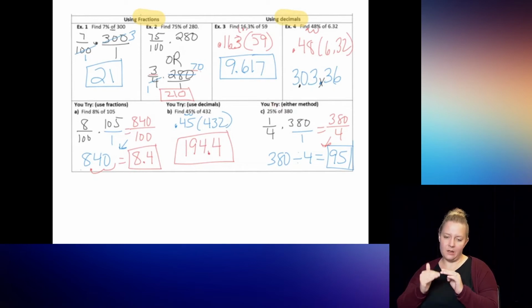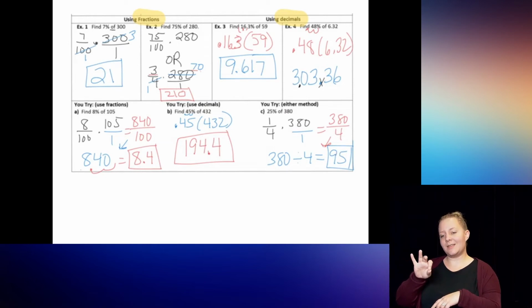You could have put 25 over 100. I could have put 0.25. I went ahead and took it as the fraction that I have memorized. Times the 380, I multiplied straight across, and then I treated this fraction bar as a division sign, so 380 divided by 4 on my calculator. Let me know it's 95. 0.25 times 380 also would have been the same.